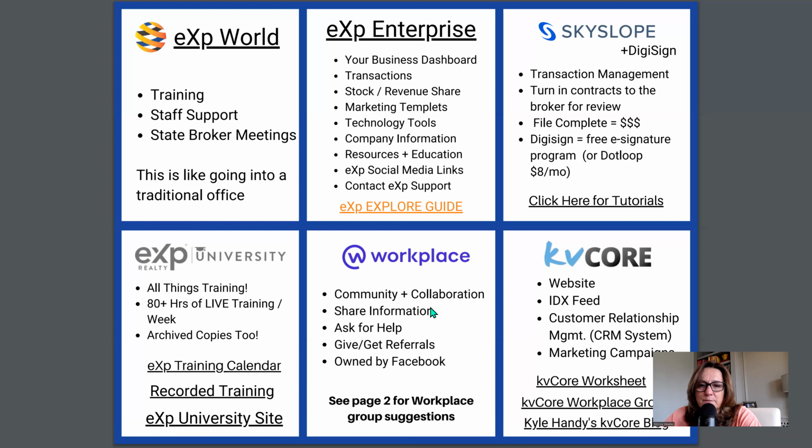The fifth place I like to mention is Workplace. Workplace is a Facebook product, and it's owned by Facebook, and it's for inter-company community building. So it's community and collaboration. You can share information. You can ask for help. You can give and get referrals. It is owned by Facebook, as I said. And on page 2 of this PDF that we're going over right now, I give a list of some of the favorite workplace groups that I've joined.